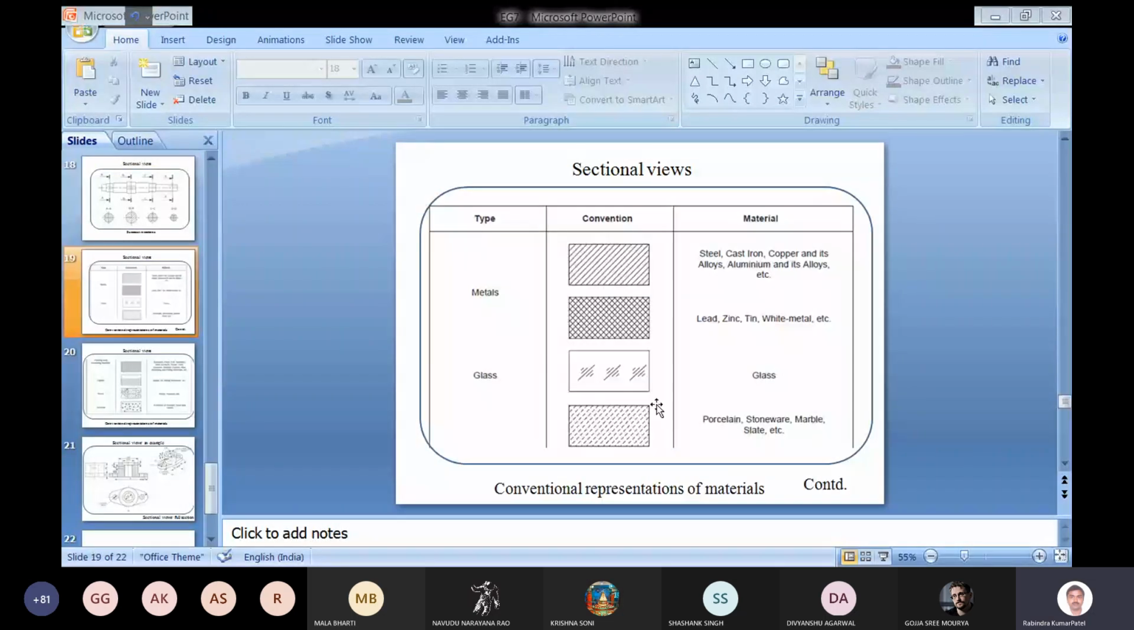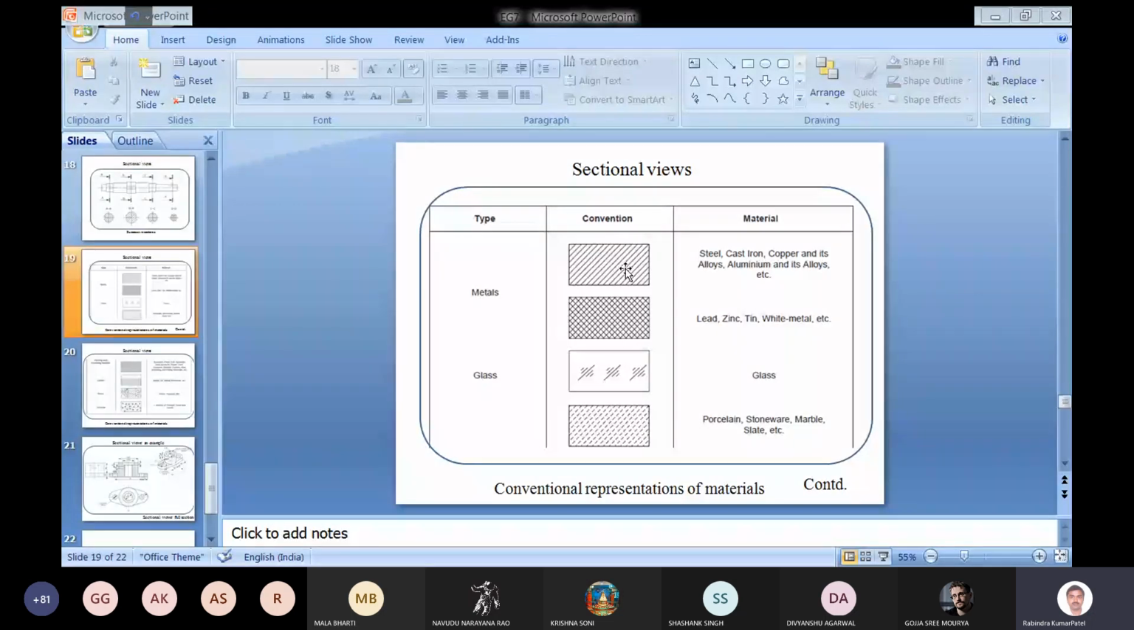Here there are various ways by which we can put the hatching lines. Sectional views can be put in different ways, like metals. In metals, steel, cast iron, copper, its alloys, aluminum, and its alloys, etc., can be hatched by using these lines. You can see these are just parallel lines, no other pattern is there. So this is used for sectioning steel, cast iron, copper, etc.